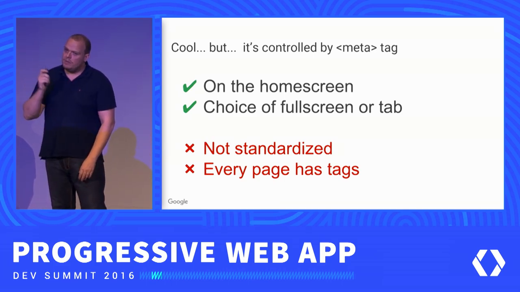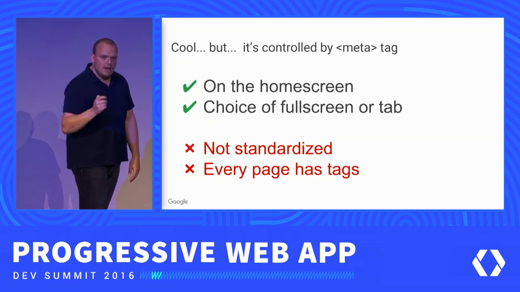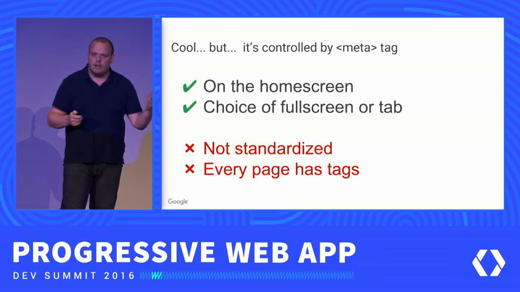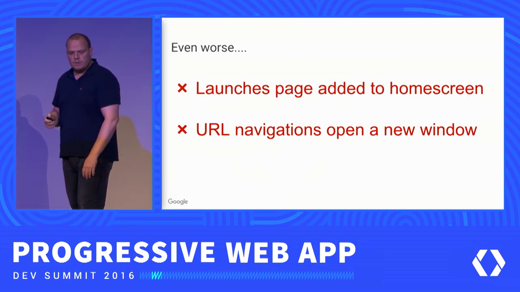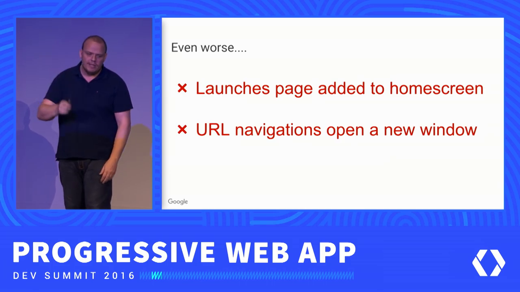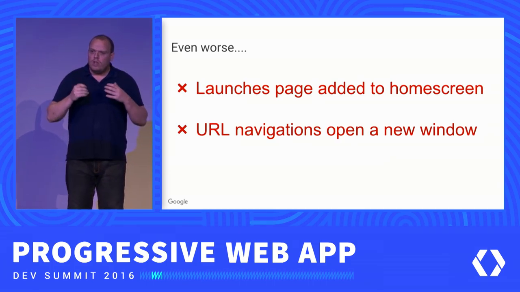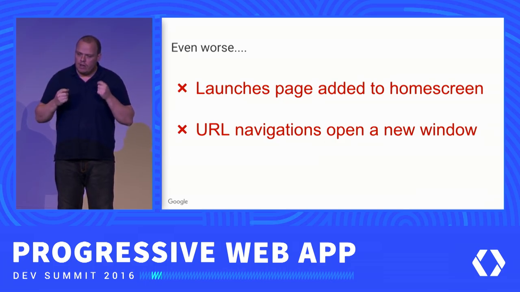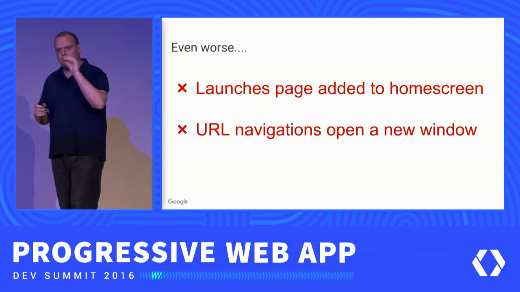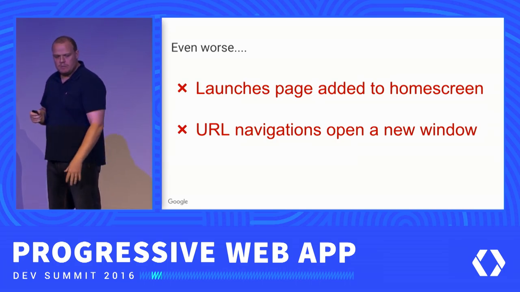But the problem was, it was not standardized, and it was on every single page. You had to litter your whole site up with a whole bunch of meta tags just to get things working. Even worse, it was completely broken, right? When you have an application or a site, you always launch into one specific point, the entry point into your experience.